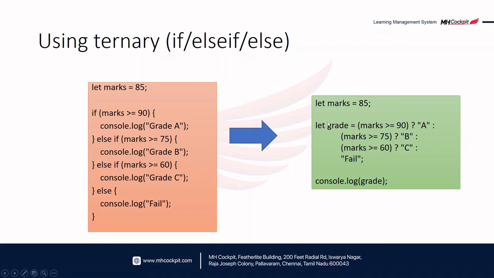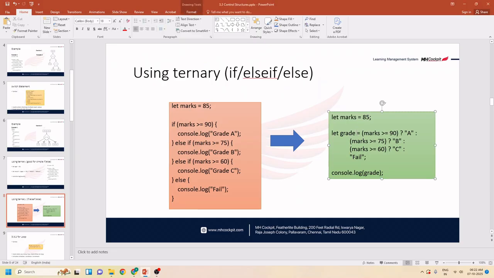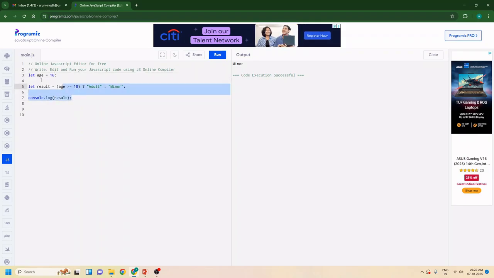Okay, so now let grade is equal to, as I mentioned, a condition, right? And after this question mark, it represents the true condition, else colon, again another condition, and after the question mark, the true condition. Finally, the false condition is fail. Okay, so this is the idea behind this one, right? So let me execute only this one, because we already executed the other.